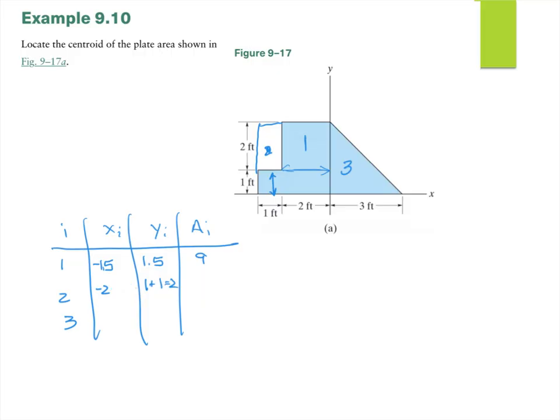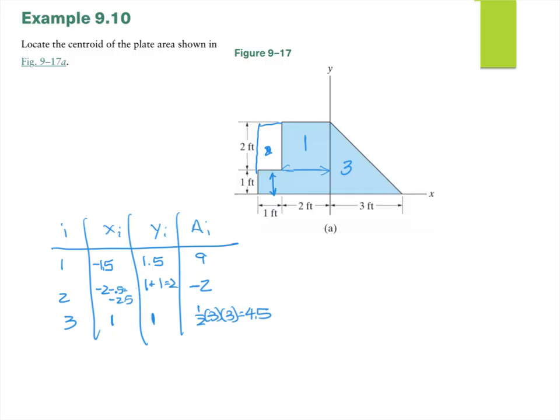I just found a mistake here. I should have added a half. So this is minus 2.5 for number 2, because the width of it is 1, so I only add half of that to find the centroid. Its area is 2, but I should make it negative because it's a hole. 3 is just 1/3 of each side, measured from the thick end. So its x value is 1, its y value is 1, and its area is 1/2 times 3 times 3, which is 4.5.